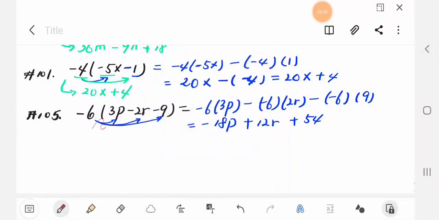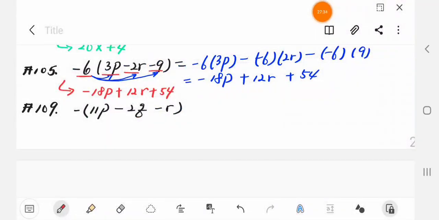Or you can use mental math. Let's use red color. So 3p will be multiplied by negative 6, so the result is negative 18p. And then negative 2r times negative 6, so the positive 12r. And negative 9 times negative 6, so that will be plus 54. Okay, you need to practice this one so that you don't have to follow all these steps. Just get the answer by using the mental math like this.